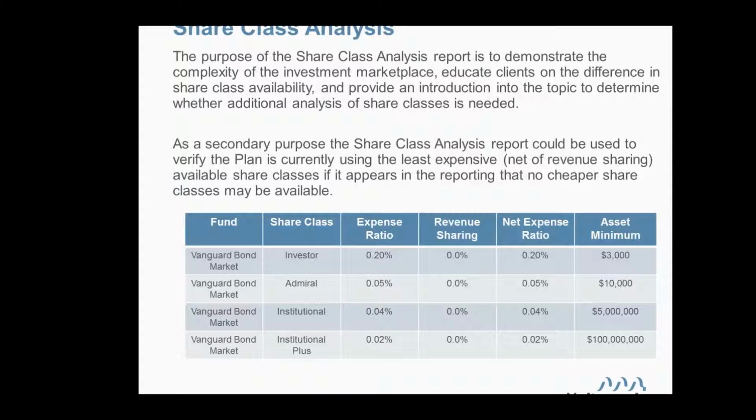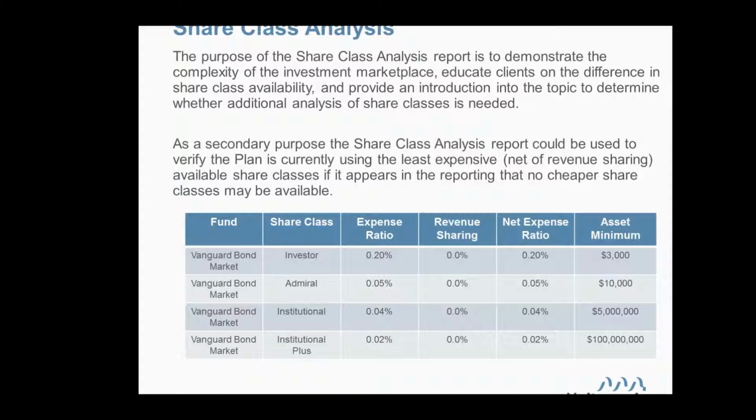There's no revenue sharing, so the net expense is 20, and you only need $3,000 to get into it. However, if you had a total of $10,000, you could get into the Admiral share class, which has an expense ratio of 5. And if you have $5 million, you can use the institutional share class with an expense ratio of 4. And if you have $100 million, you can use the institutional plus and get down to 2.